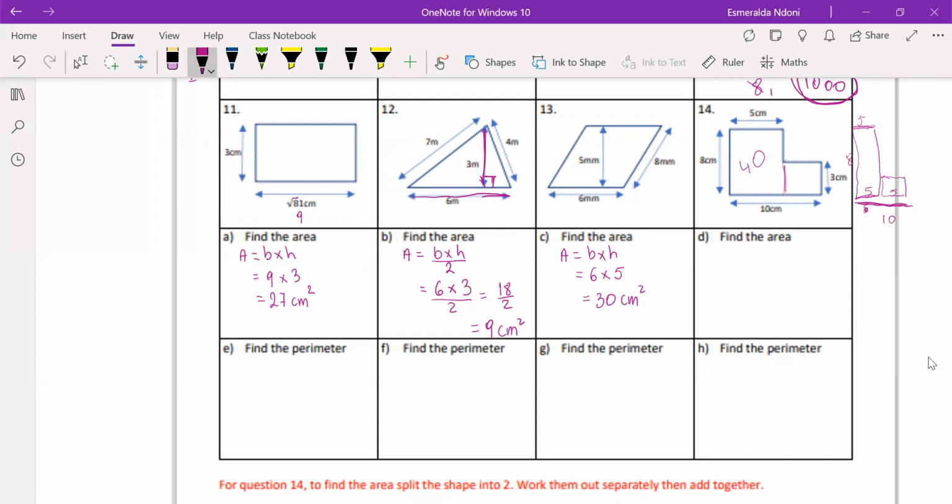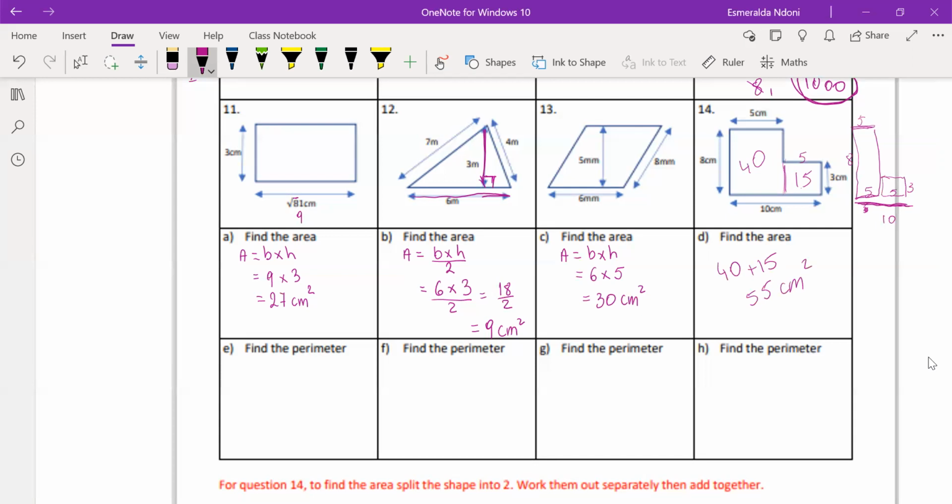So I know that the width here is 5, and I know that the height is 3 because I can see that it is given to me. So that area is 15. Now I add them together. 40 plus 15 is 55 centimeters squared. And I'm done with all the areas.